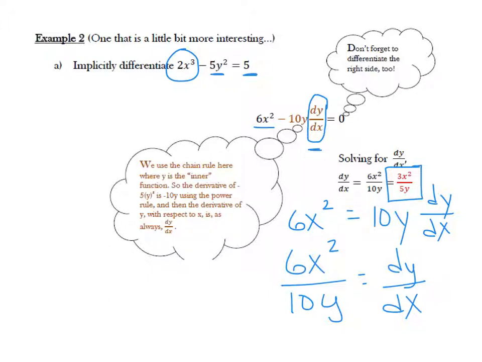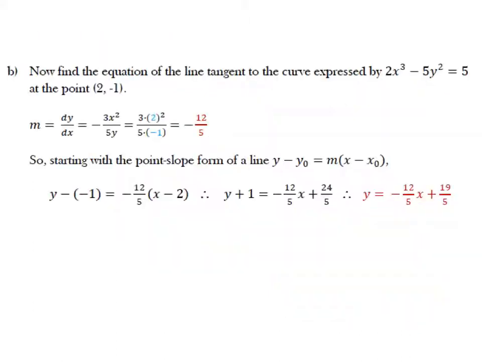And remember, we can use derivatives to find slopes at certain points. We can find the equation of a tangent line at a certain point. So we're going to keep going with this example and actually use this implicit derivative. We had our implicit derivative, negative 3x squared over 5y. But now I want to find the equation of the line tangent to that curve at the point (2, negative 1). So that means I need to know the slope at that point. Well, that's what dy/dx is. It's telling me the slope, but I had to plug in my x value and my y value. So I end up with a slope of negative 12/5.